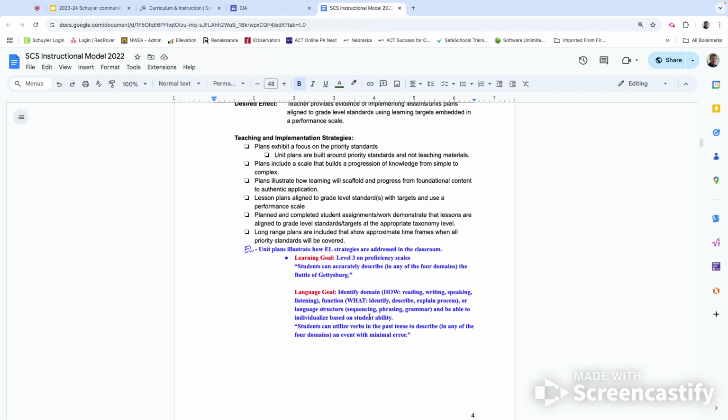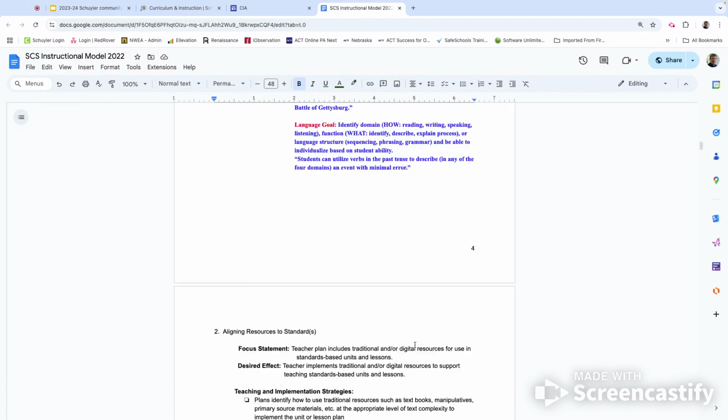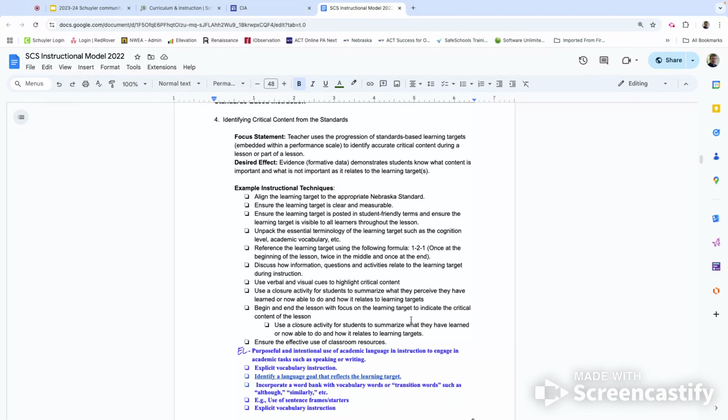How can we make sure that we're meeting those? What are some strategies that we can use to make sure we're meeting the needs of our EL students? So I'm going to point out one here that's identifying critical content from the standards, because that is very important, very necessary, and it is something that your building principals should be scoring a lot of in your building. And you should have a score on this at least one time, but really more than that.